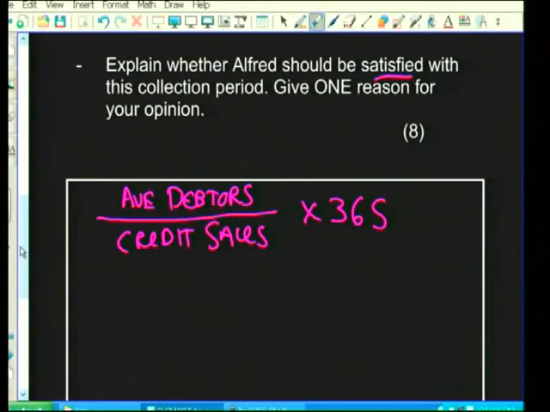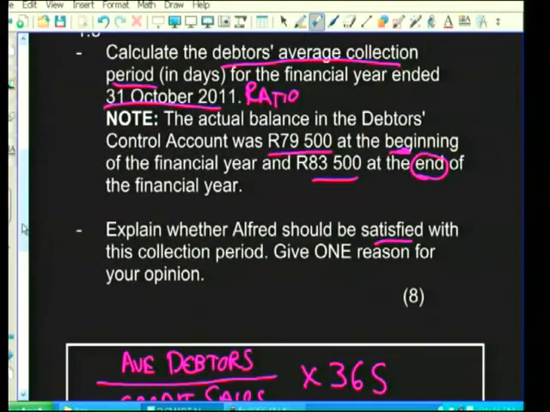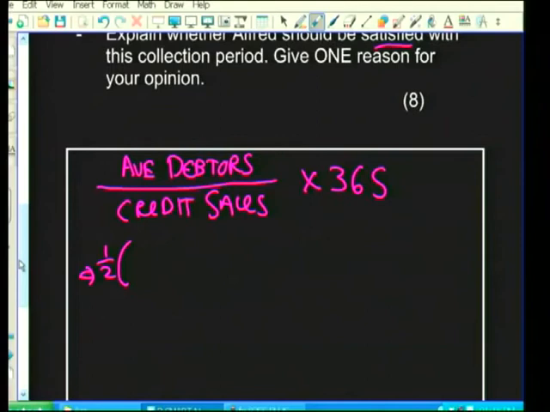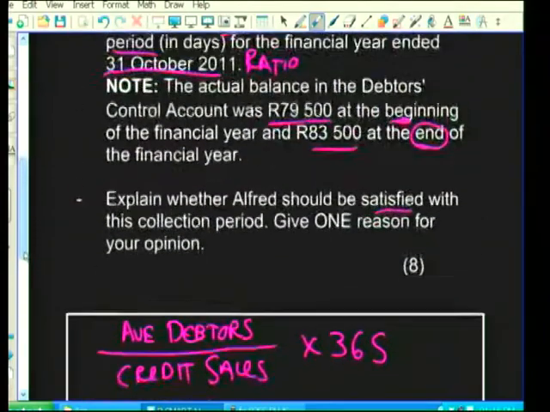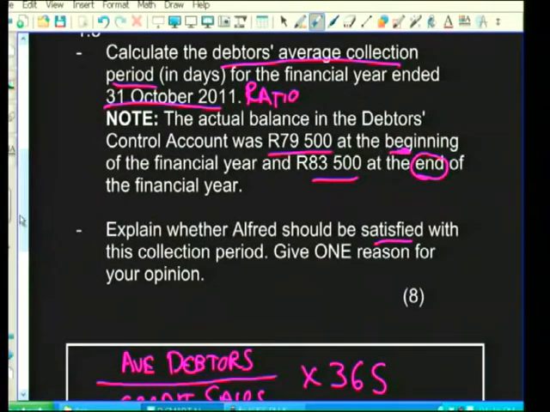Now, if I'm going to calculate debtors' average collection period, I've already written it down, guys. Remember your ratios. I am taking my average debtors, divide that by my credit sales. They want the answer in days, so times 365. Let's start with average debtors, and I know you remember how to do this calculation. Average debtors, I'm looking at half of my opening balance, so 79,500 plus year-end balance 83,500.